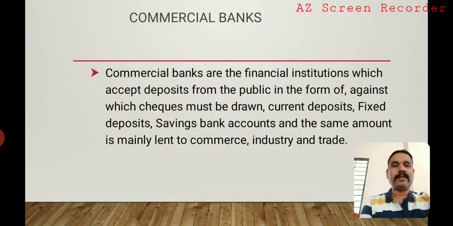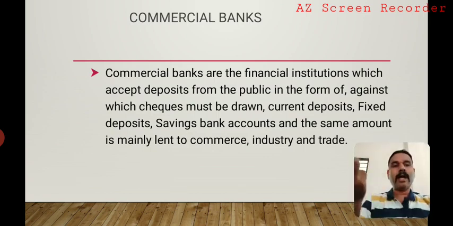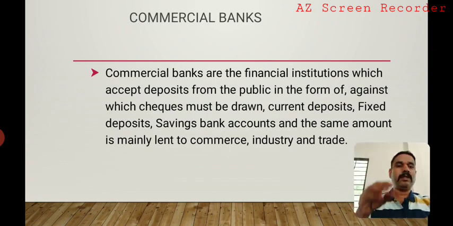Then commercial bank. So all banks are commercial only. They are earning the profit. They want to earn the profit. That is the main motto of banking. Commercial banks are the financial institutions which accept deposits from the public in the form of current deposits, fixed deposits, and savings bank accounts, against which checks can be drawn, and the same amount is mainly lent to commerce, industry and trade. So in whatever form the banks accept the deposit from the customer, that same has to be lent for the purpose of commerce, industry and trade.